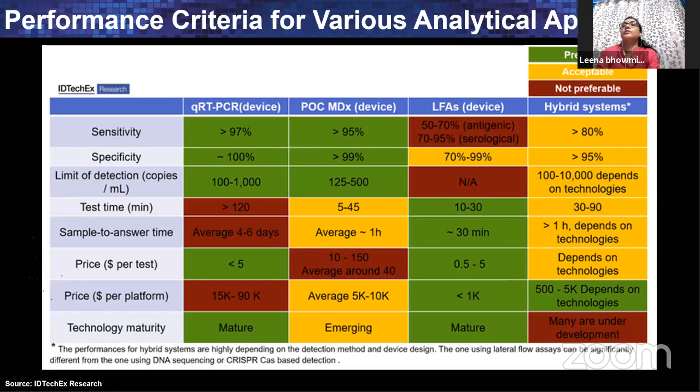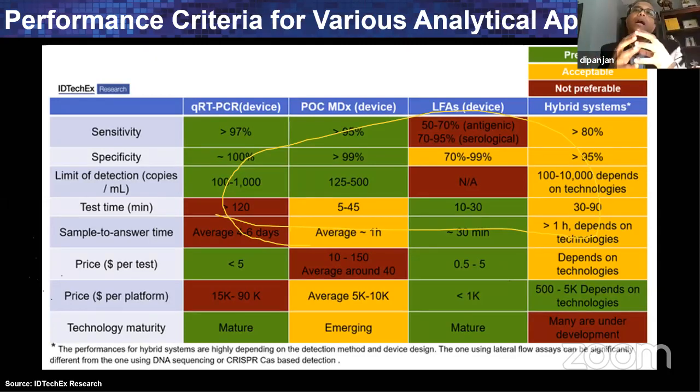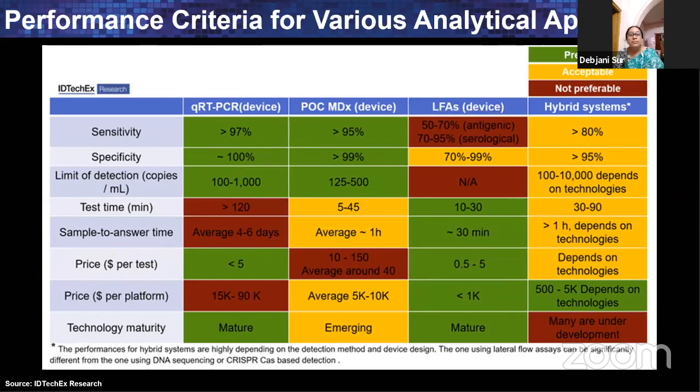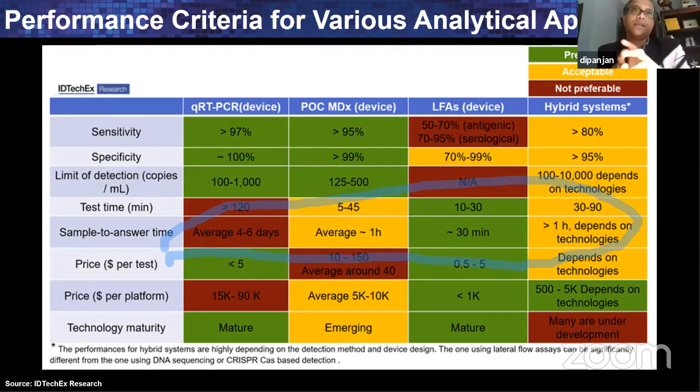The next column is talking about LFAs, and that is a lateral flow assay. And the lateral flow assay and the point of care tests, those can be combined together and bring some hybrid system. And those hybrid systems really can probably give a much better solution for COVID-19 testing.